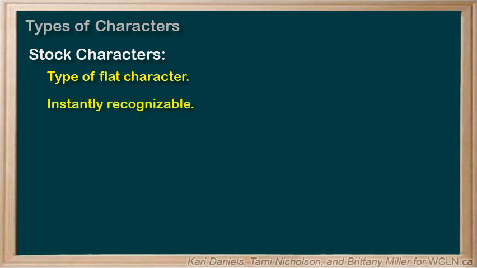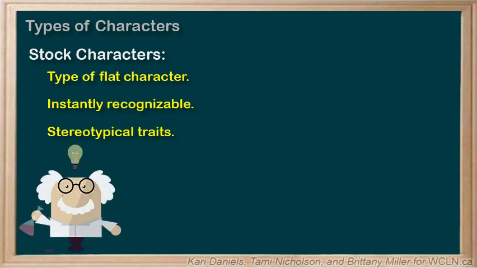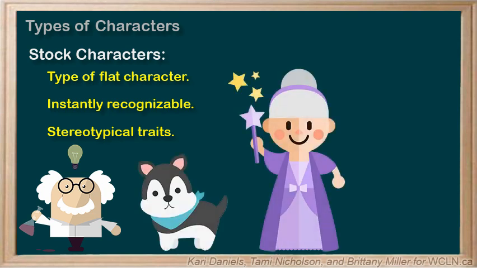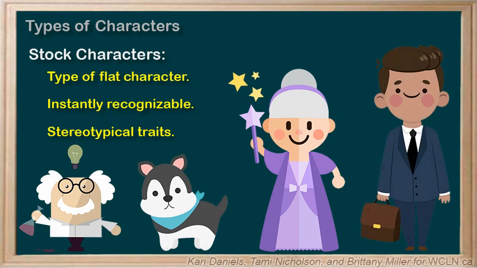The stock character is a special kind of flat character who is instantly recognizable to most readers. They can be described with stereotypical traits. Authors can go into a stock room and pull out this character for their stories. For example, the absent-minded professor is a stock character. Most readers will know what traits describe the absent-minded professor. The stereotype is an older man in a white lab coat with ruffled white hair and glasses. Other stock characters might be the faithful sidekick, the wise man or woman, or the ambitious career person.